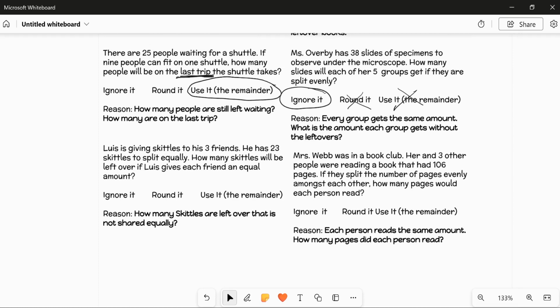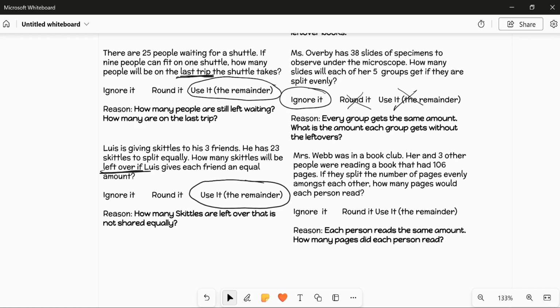Next up, Louis is giving Skittles to his 3 friends. He has 23 Skittles to split equally. How many Skittles will be left over if Louis gives each friend an equal amount? Well, our question explicitly asks, what is the leftover amount after he gives an equal amount to each friend? Our leftover amount is our remainder. How many Skittles are left that is not shared equally?